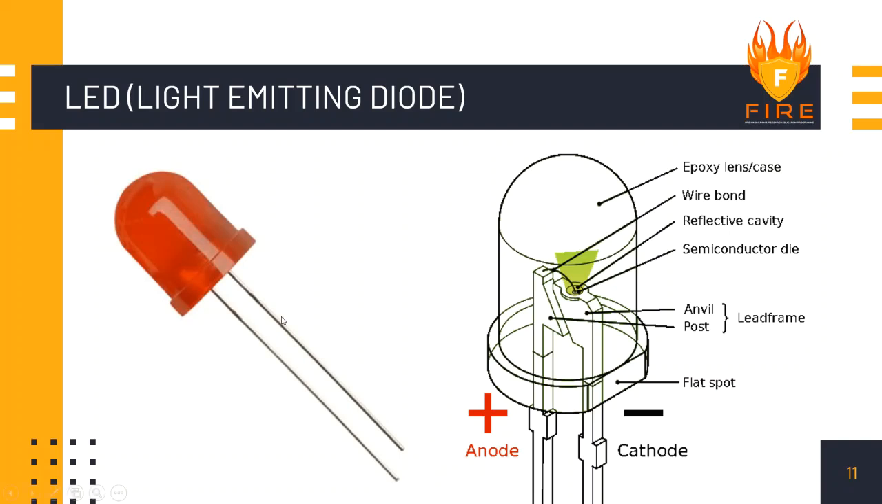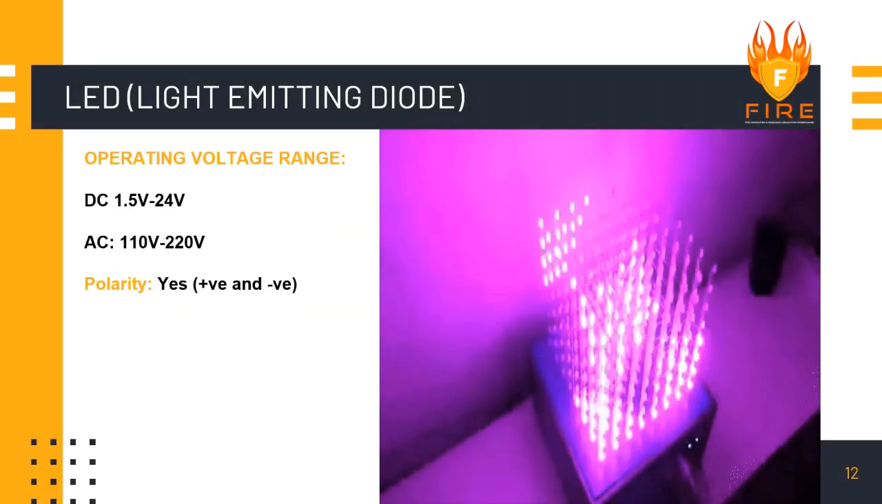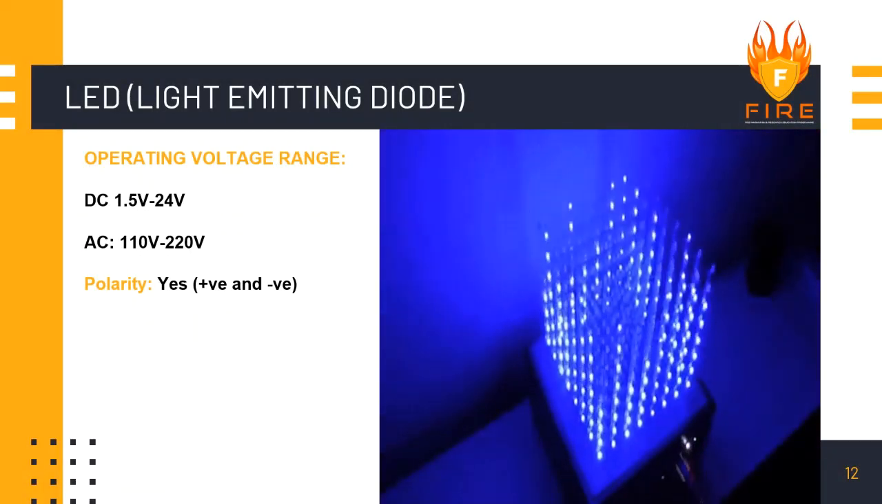So this is all about LED. Totally simple, nothing to worry about, and it's very easy to understand. Now let's see the operating voltage range.